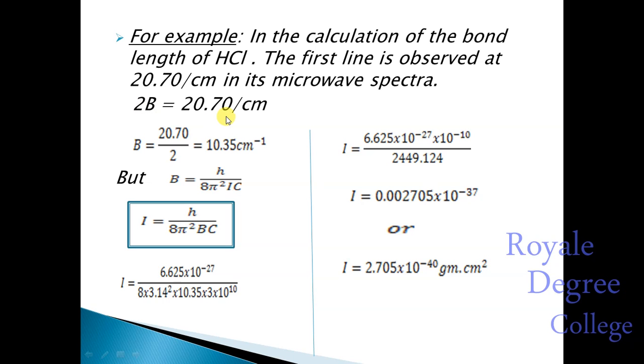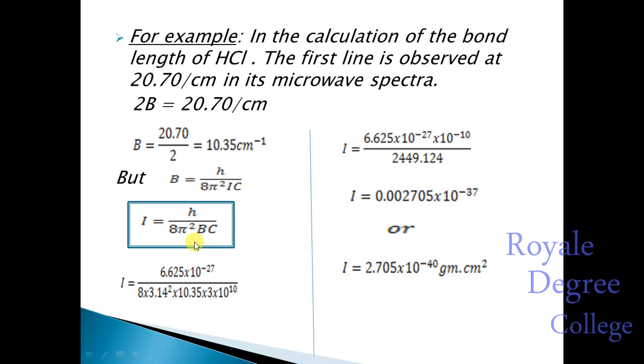2B is equal to 20.70 per centimeter. That 2 we are bringing to the other side, so it will come in the denominator. If we are dividing this, we will get B equal to 10.35 per centimeter. But B is equal to h by 8 pi square I C. Here we don't know the value of I. That I we are bringing to the other side. We are rearranging the equation and B is coming in the denominator. So I is equal to h by 8 pi square B C.